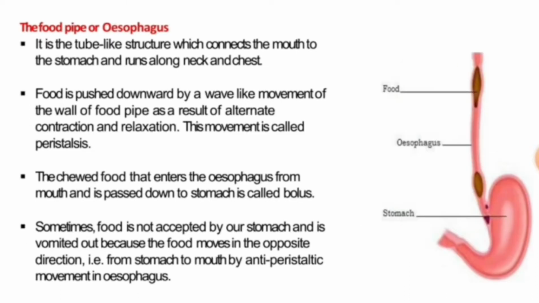Then the food pipe or esophagus. It is a tube-like structure which connects the mouth to the stomach and runs along the neck and chest. Food is pushed downward by a wave-like movement of the wall of the food pipe as a result of alternate contraction and relaxation. This movement is called peristalsis. These are all important terms. Next, the chewed food that enters the esophagus from the mouth and is passed down to the stomach is called bolus.